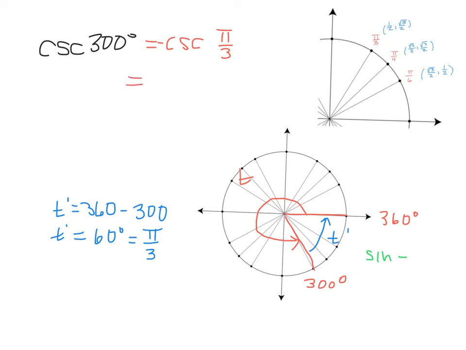So we want the reciprocal of the y value that corresponds to pi over 3. So it's square root 3 over 2 is the y value. So take the reciprocal, we flip that, and we get negative 2 over square root of 3.